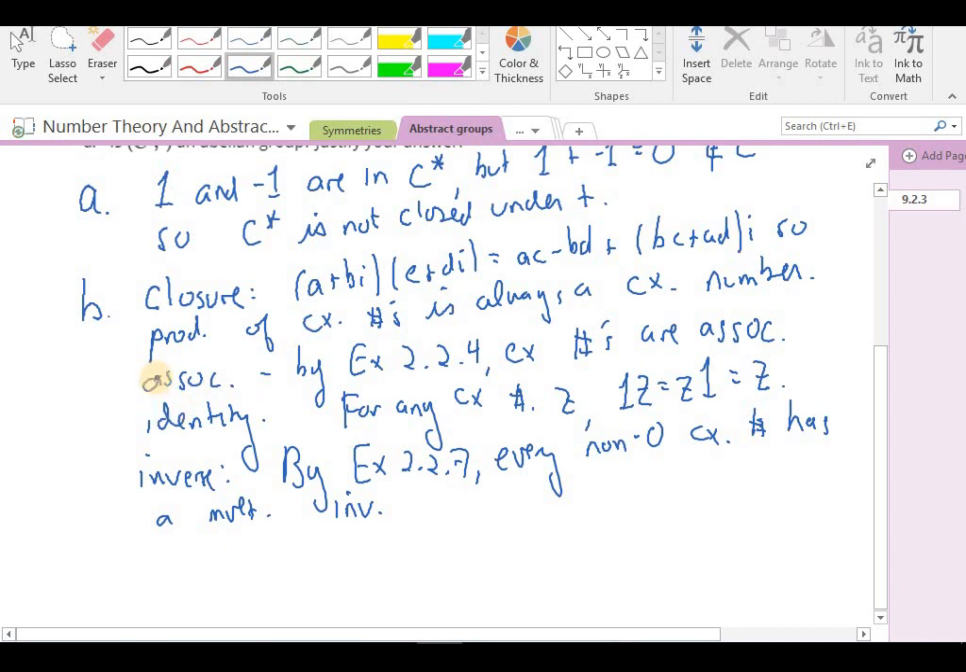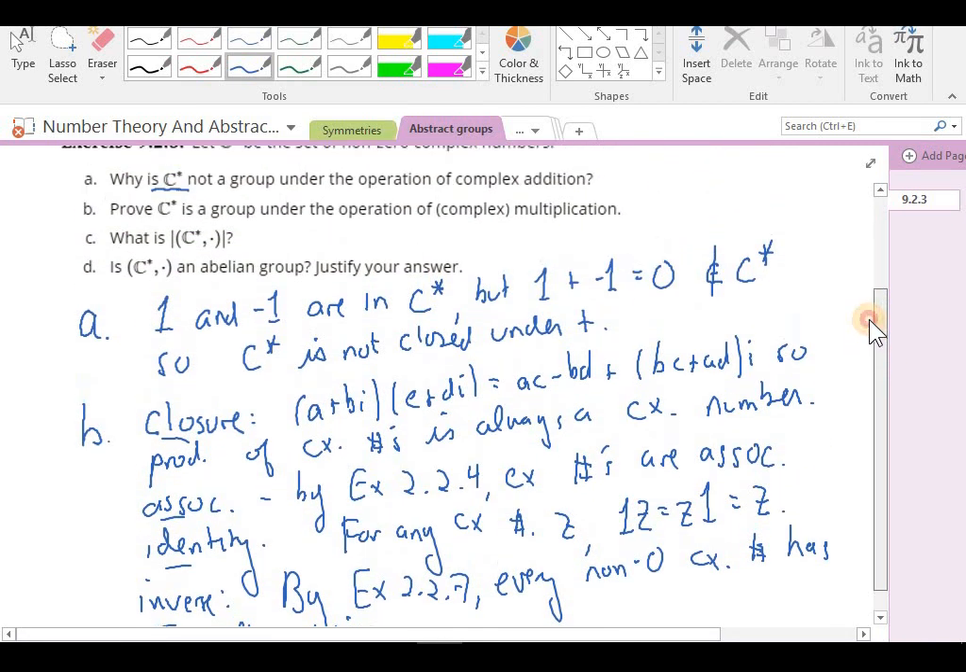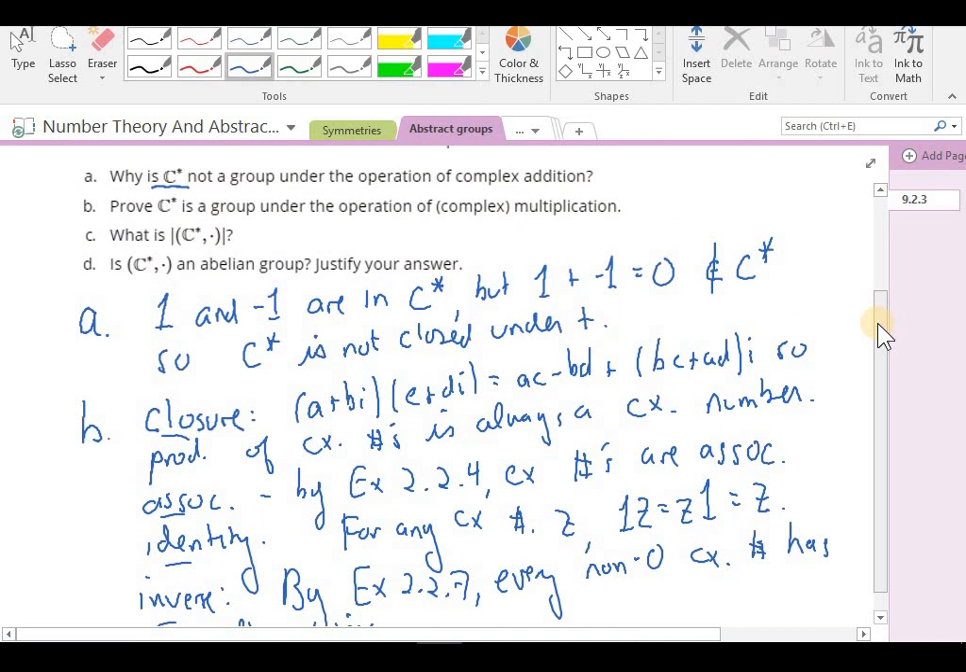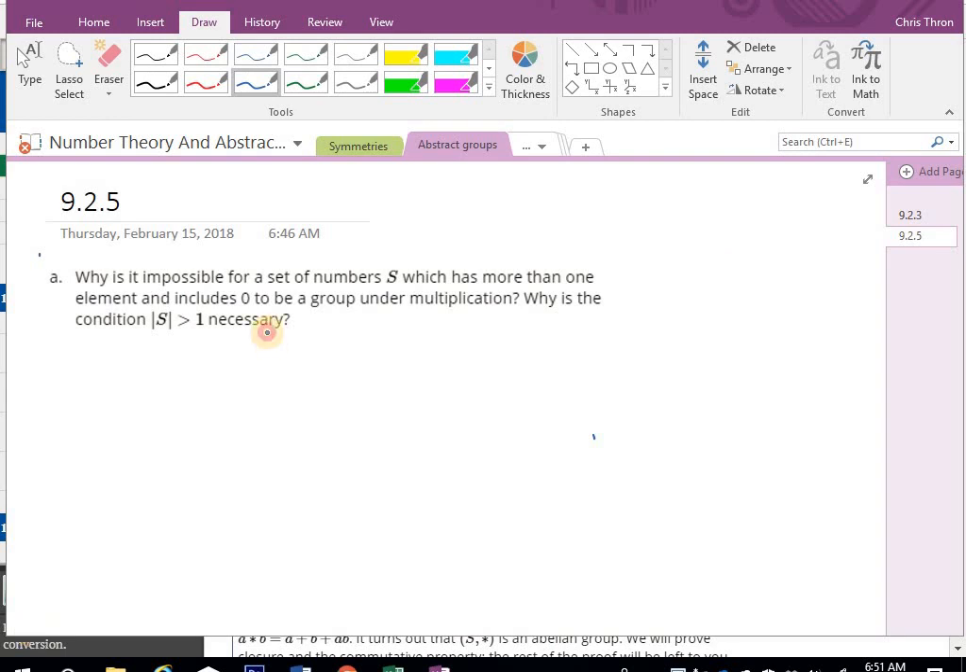Just mention all the properties: closure, associative, identity, inverse, and just give a brief justification because we've proven all these properties before. Now C, that's a one-word answer. D is also just go to the complex numbers chapter, find the relevant property, exercise or proposition, and cite that exercise or proposition.